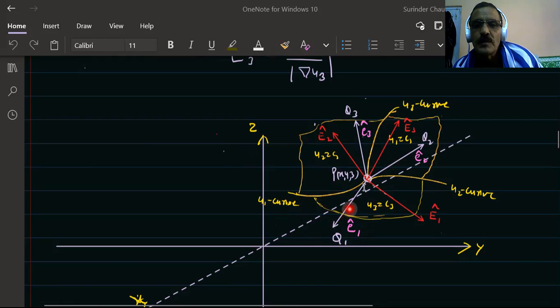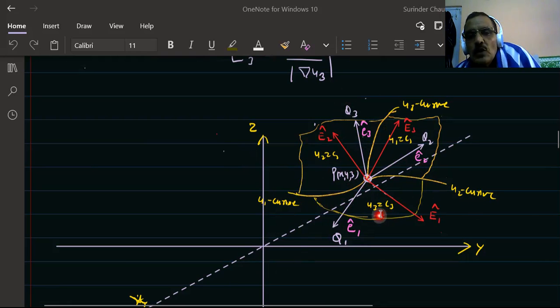The e1 vector is the vector along this direction, along PQ1, and PQ2 is the e2 vector, and PQ3 is along the curve in the increasing direction. This is the increasing direction, this is the increasing direction, this is the increasing direction.